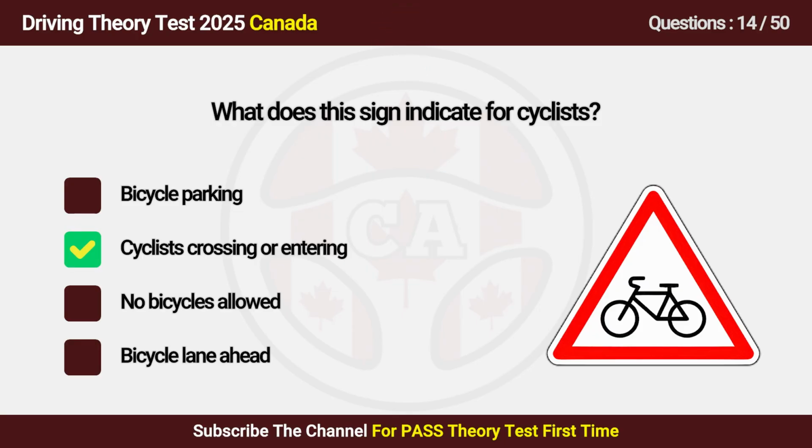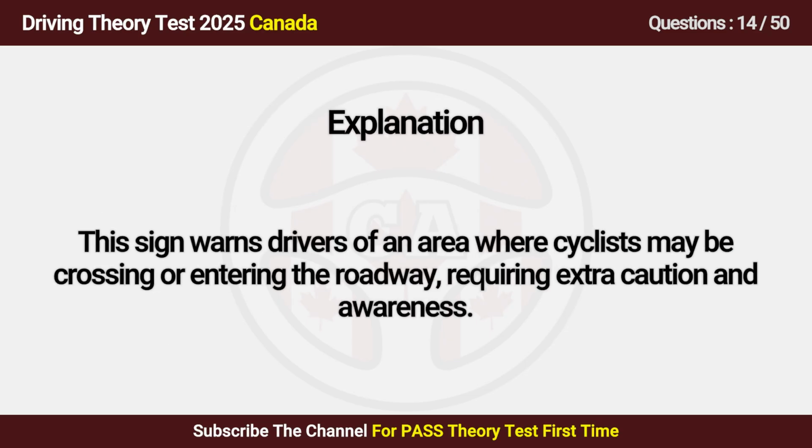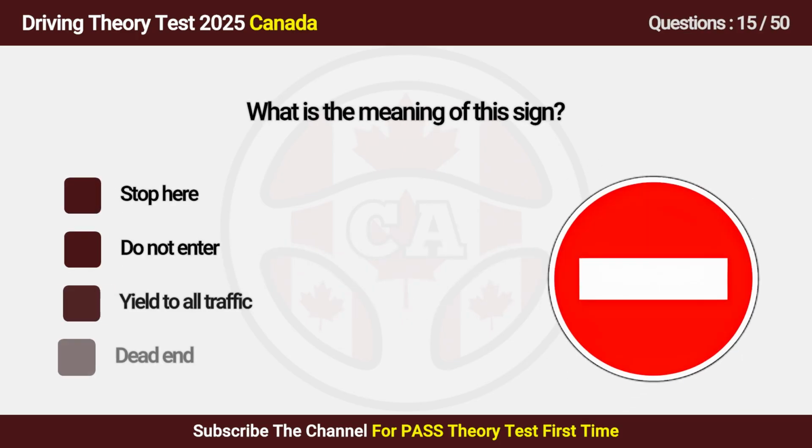Answer is B. Cyclists crossing or entering. This sign warns drivers of an area where cyclists may be crossing or entering the roadway, requiring extra caution and awareness. Question 15. What is the meaning of this sign?